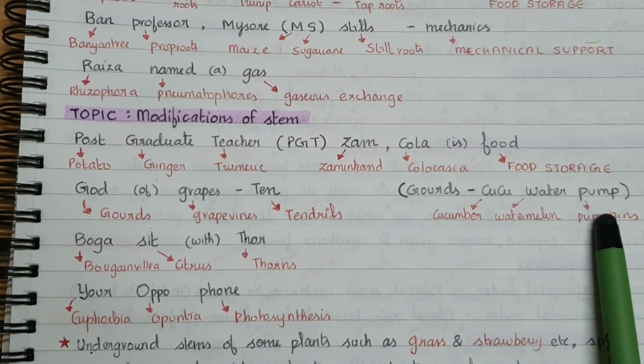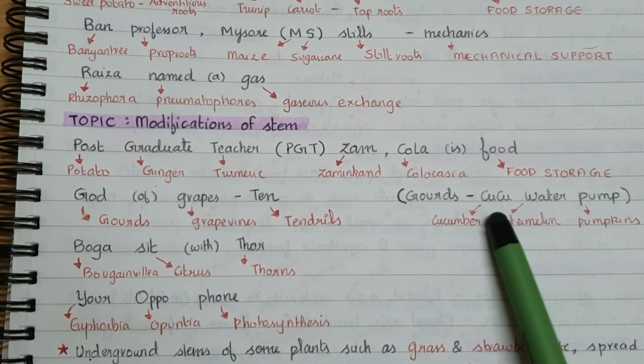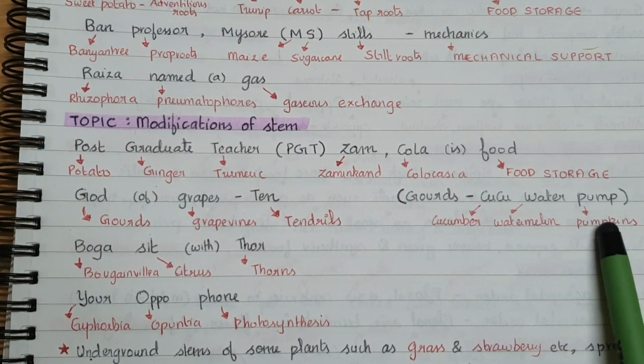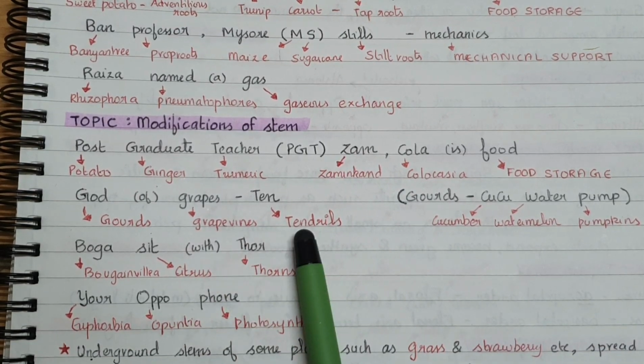Cucumber, watermelon, pumpkin. The trick for that is cuckoo, water pump. Cuckoo, water pump. That is cucumber, watermelon, pumpkin. So, gods of grapes, tendrils. That is, gourds and grapevines have tendrils.